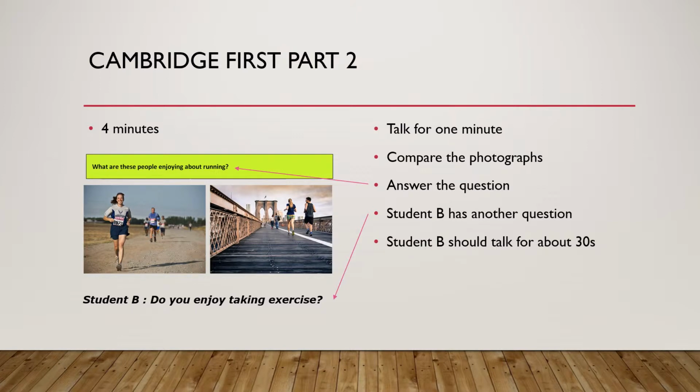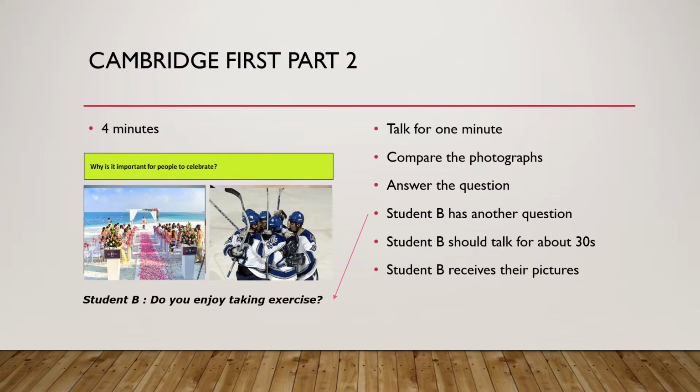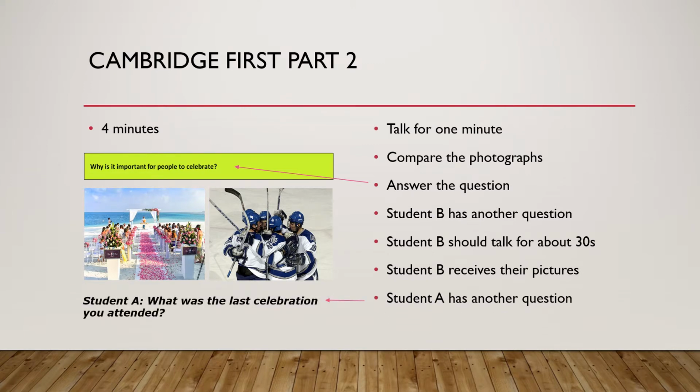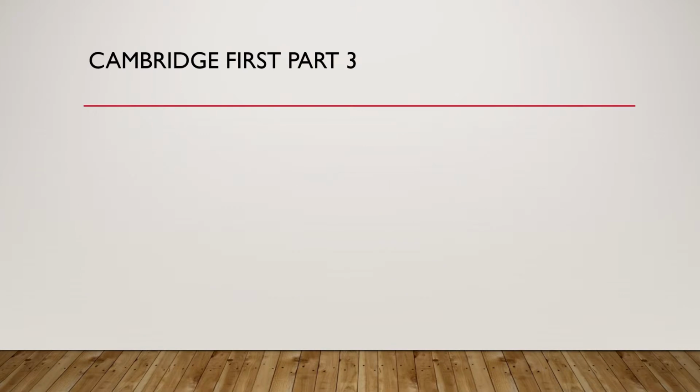Then it's the turn of the second person, and the instructions are the same here, to compare the pictures and answer a question in 1 minute. And after the second person finishes, the first person is also given a different question, and you should take 25 to 30 seconds to answer this question. Then it's on to part 3.